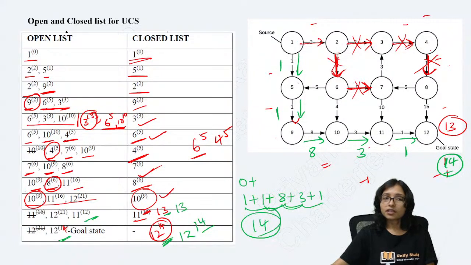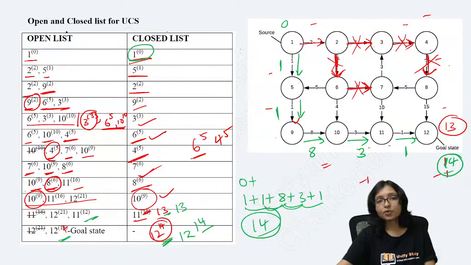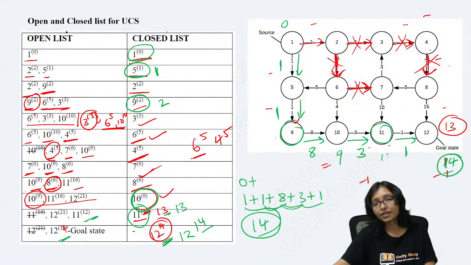Clear? This is the way. This was 0, that was the 0 position. After that 5, that is 1. Then after that 9, this 9 was 2. Then after that it came to 10, that was 9. Then 11, that 11 is 12. Then 12 is 14, that was 13, then 14. Clear? Is that clear to everyone?